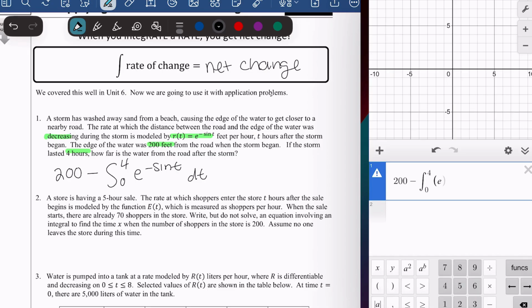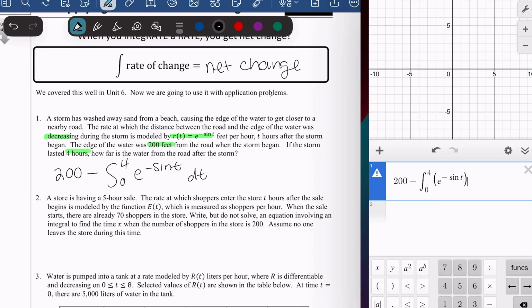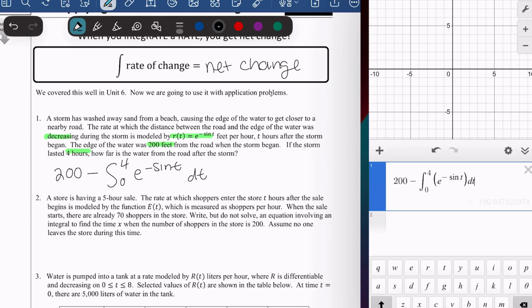e to the negative sign of t, and then dt. Okay, notice I get 196.937 if I'm rounding to 3 decimal places. So that means this is my answer. And what would be my units? Feet.